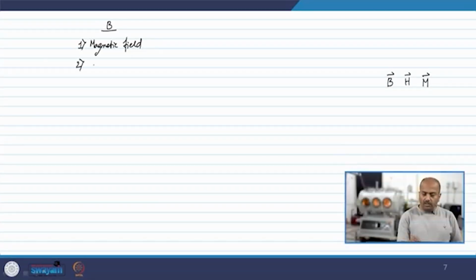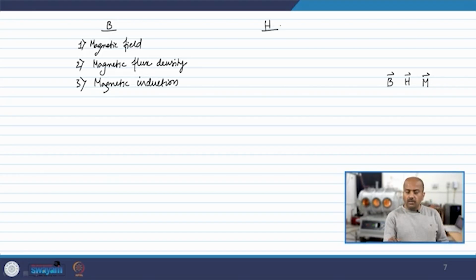B is also known as the magnetic field, or we can also call it magnetic flux density. Sometimes it is also referred to as magnetic induction.